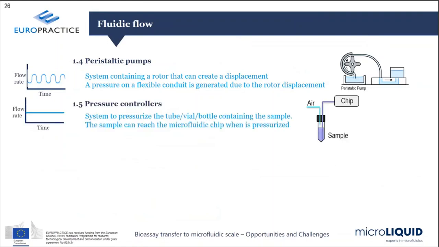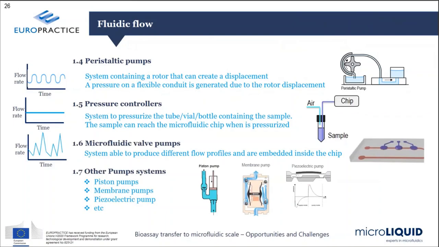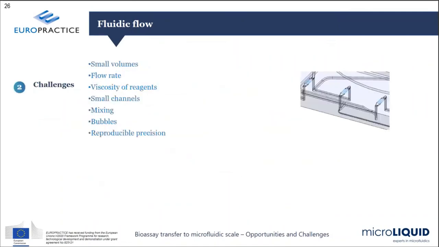Pressure controllers are just the control of the air pressure inside a specific compartment of the chip. By applying an extra air pressure to this reservoir, the liquid gets pumped into the chip. Or you can even integrate microfluidic valves into the chip in order to get a constant flow through the chip. And of course, there are many other components that you can externally plug into your system, like piston pumps, membrane pumps, piezoelectric pumps. They all give a different profile, and they are all good. It's just about making the right choice for the specific bioassay you want.